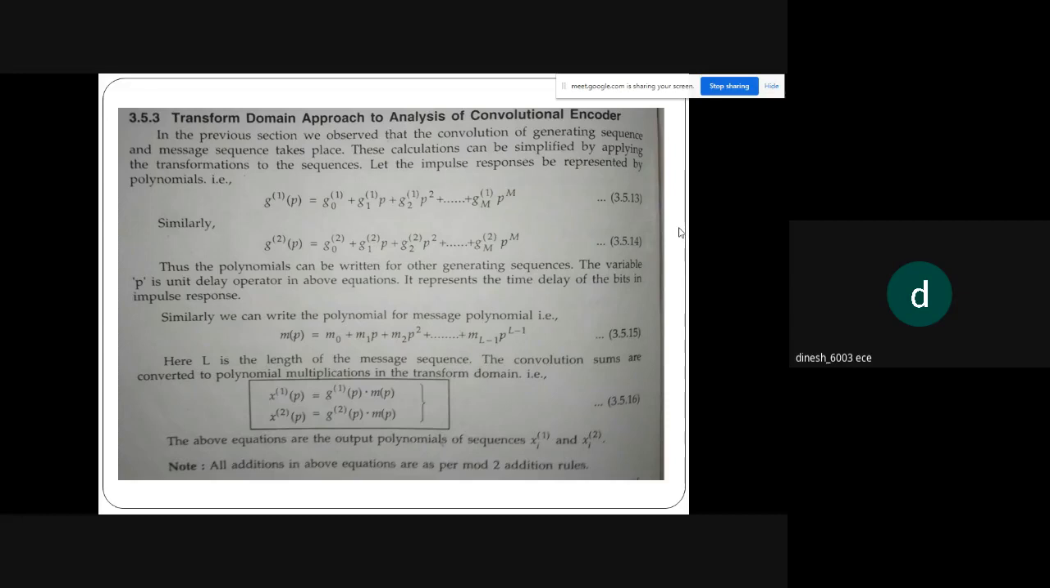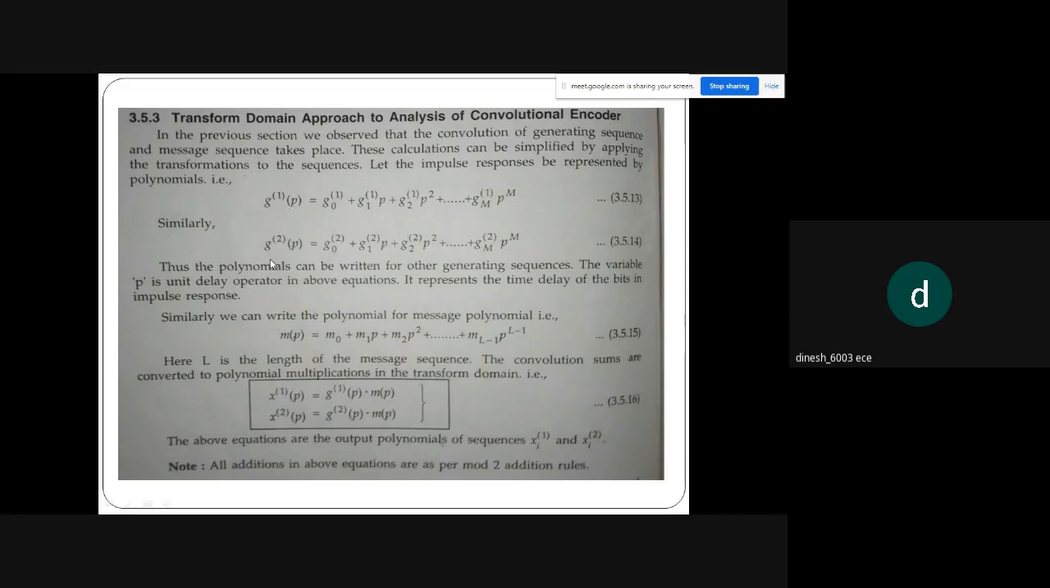If you convert them into polynomials, it will be easier for us to manipulate. Okay, so for x1 we can write the generating sequences in terms of polynomials as g1 of p in general, which can be expanded to g0 of 1 plus g1 of 1 into p power 1 plus g2 of 1 into p power 2 plus g3 of 1 into p power 3 till gm of 1 into p power n.